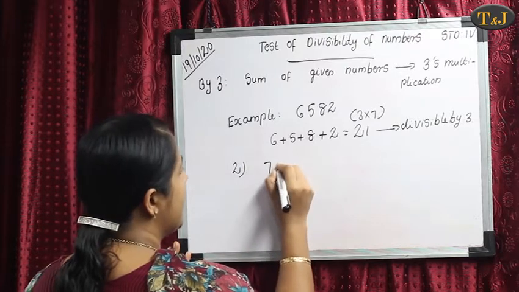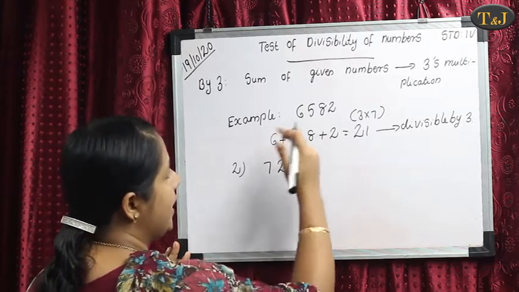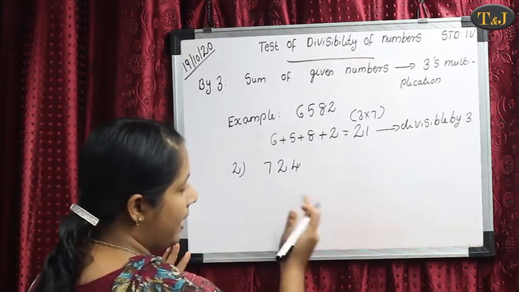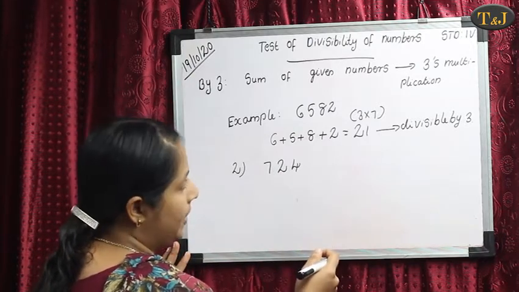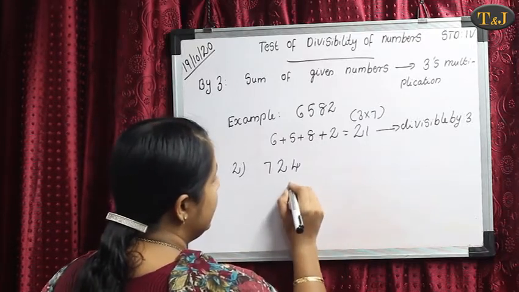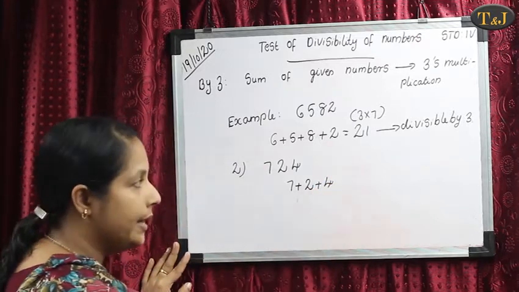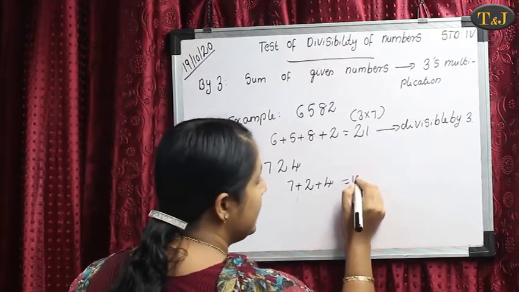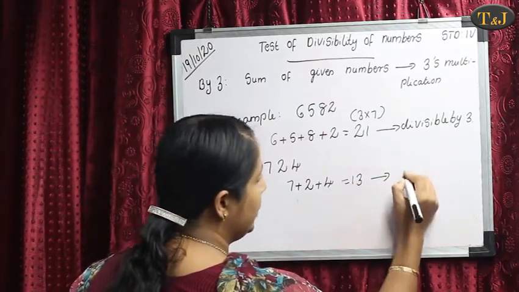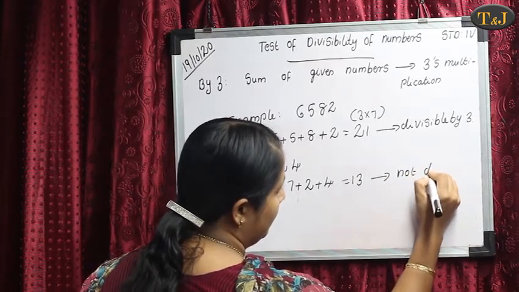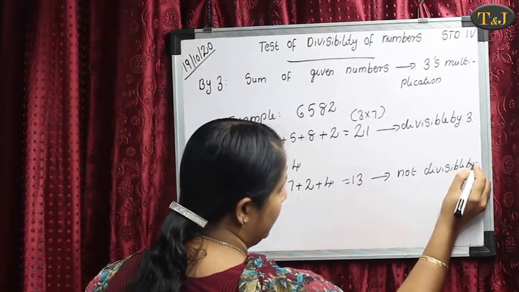Take the number 724. We are checking the divisibility by 3. When we add the digits, we get the answer. If it is included in 3's table, then it is divisible by the number 3. So adding these numbers, 7 plus 2 plus 4: 7 plus 2 equals 9, 9 plus 4 equals 13. Is 13 included in 3's table? No. So 724 is not divisible by the number 3.